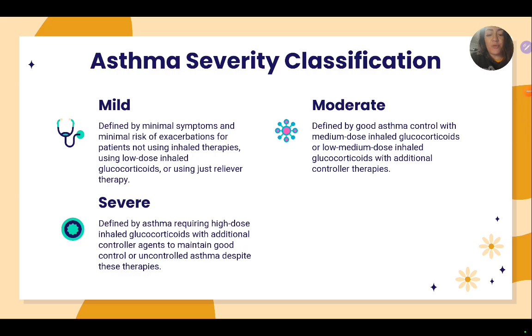After diagnosing someone with asthma, you can categorize the severity of their asthma into one of these three categories: mild, moderate, and severe.